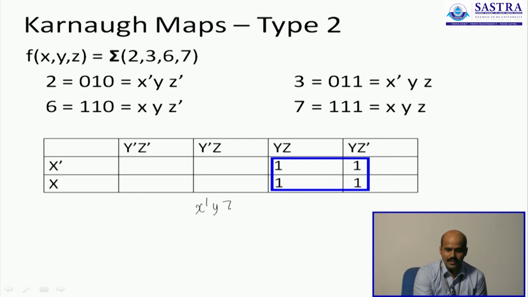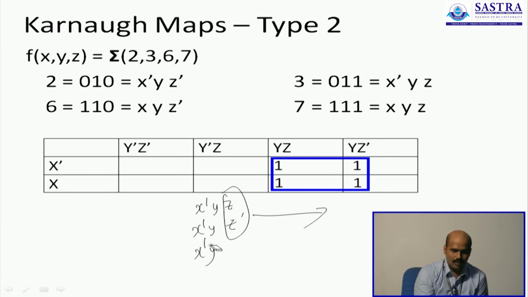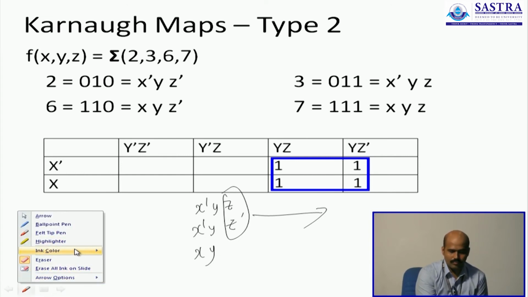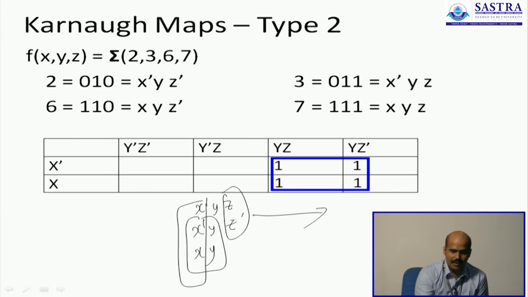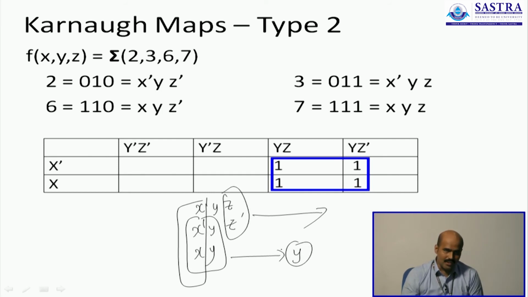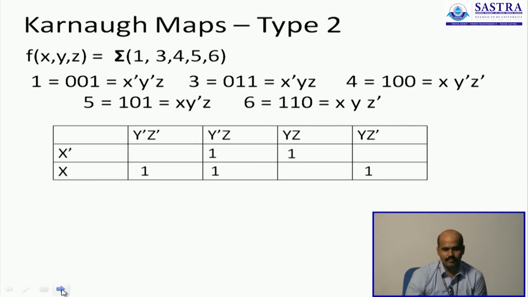x bar yz, x bar yz bar. So z bar is not common, so z can be eliminated. I have x bar y along with xy here, which means x can also be eliminated, only y remains. Y is the answer. Y is the simplified form of the given Boolean polynomial, because on one hand we have eliminated z, on the other hand we have eliminated x, only y remains.